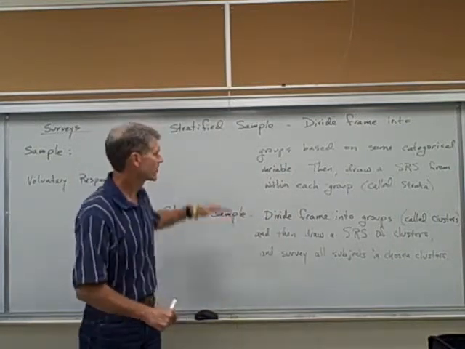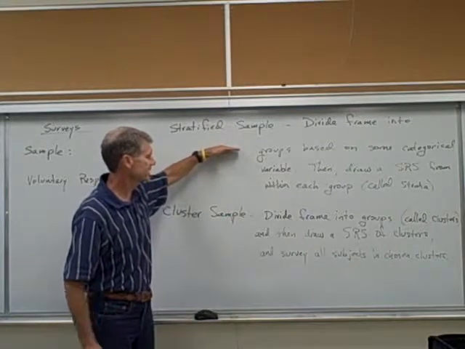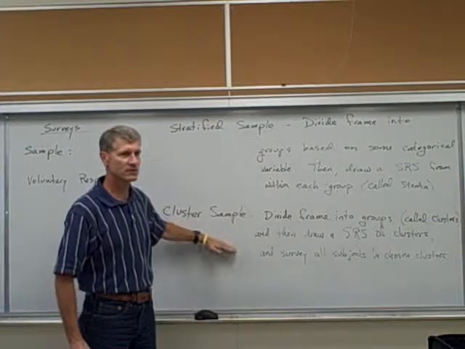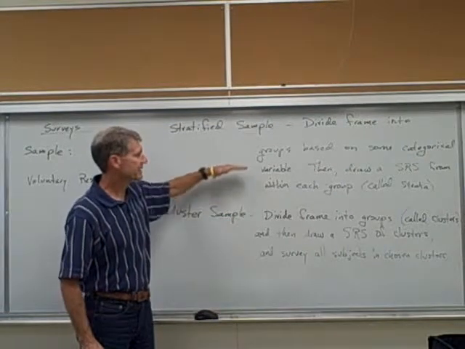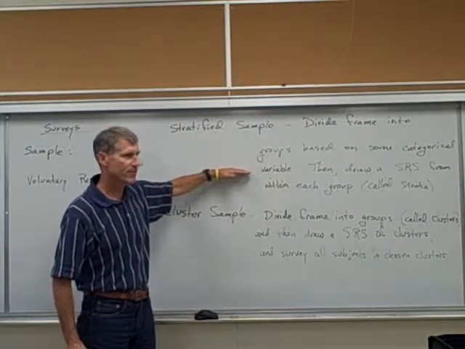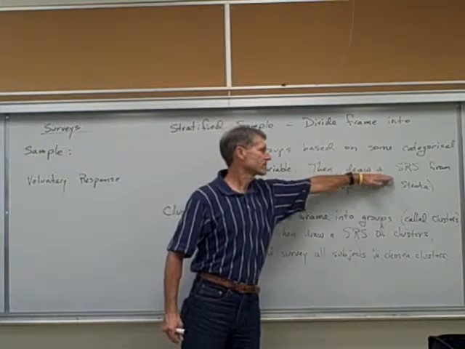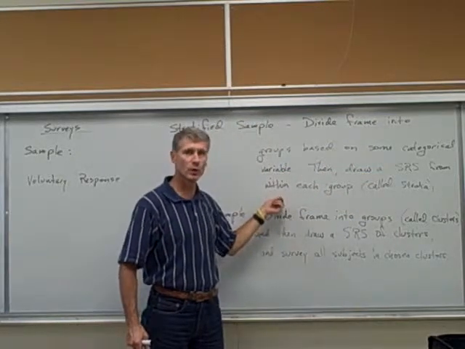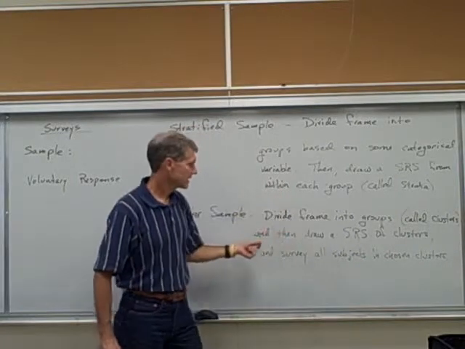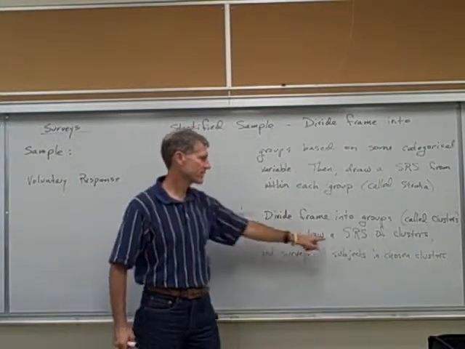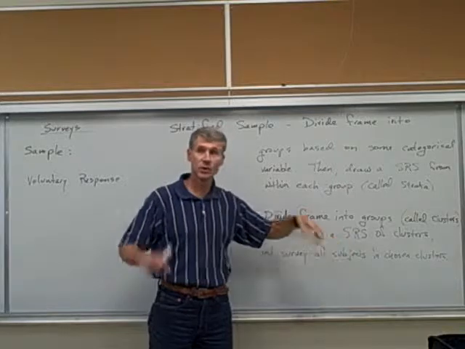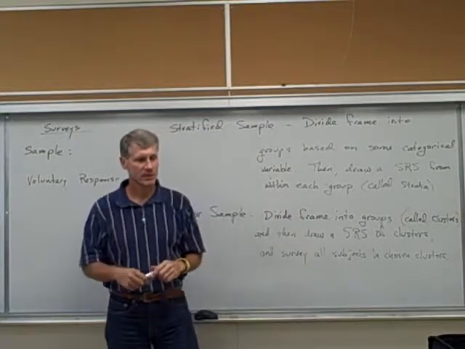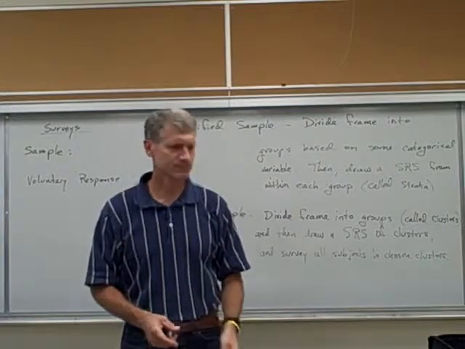So where's the difference between a stratified sample and a cluster sample? Well, it's where the randomization occurs. In a stratified sample, the randomization occurs at the individual level within a group. In a cluster sample, the randomization occurs at the group level, not the individual level. You randomly sample groups. So where might this be useful?